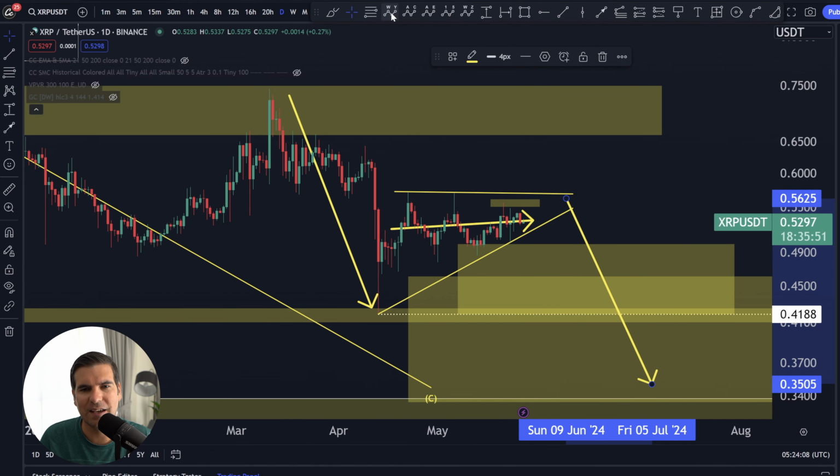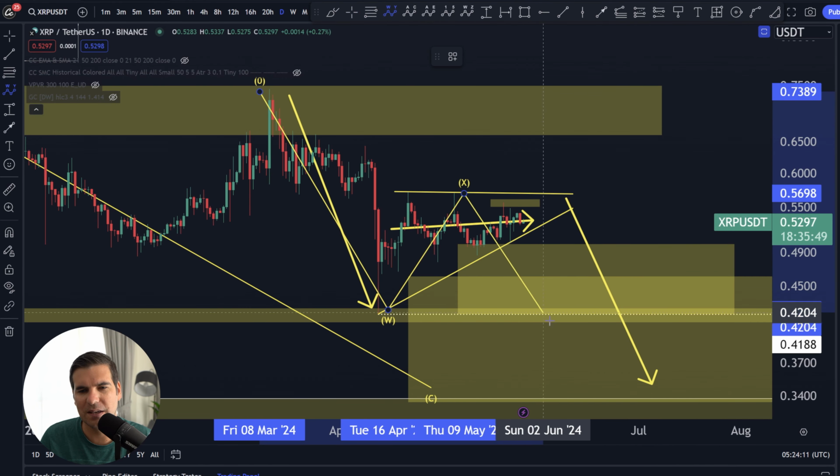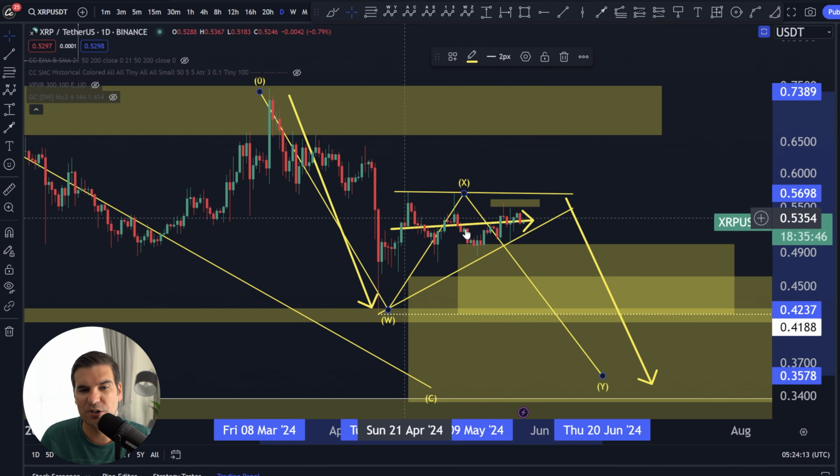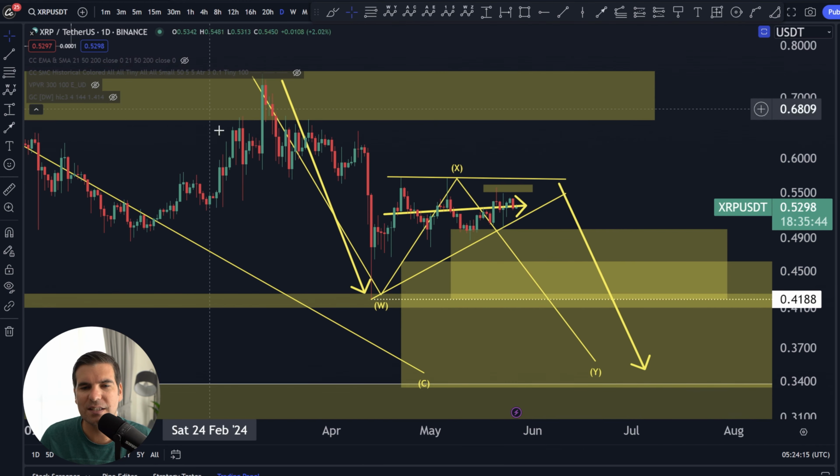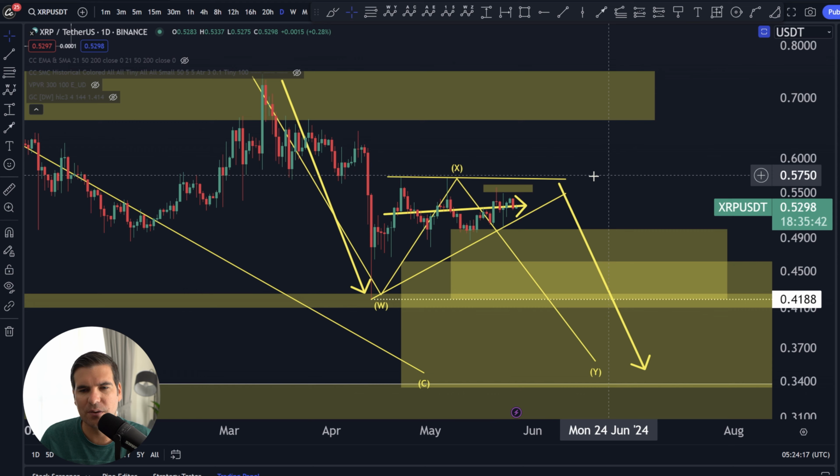Okay, and it's basically a three-wave pattern, A, B, and C, or W, X, and Y, which is actually better fitting here. And we could see this one coming, moving us down into those lows again.